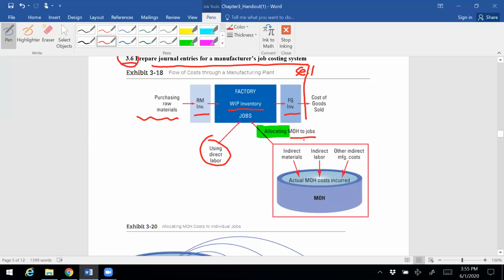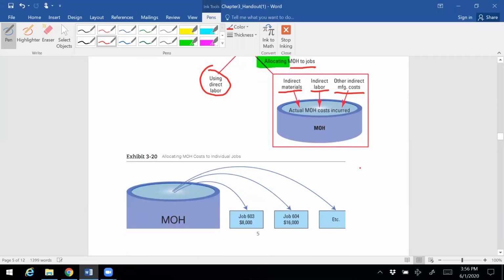So how do we allocate our manufacturing overhead? We said manufacturing overhead has 3 parts: indirect material, indirect labor, and other indirect manufacturing overhead. How do we allocate it? When our actual manufacturing overhead happens, think about it, visualize it like this: you have a swimming pool that holds all of the actual manufacturing overhead incurred.